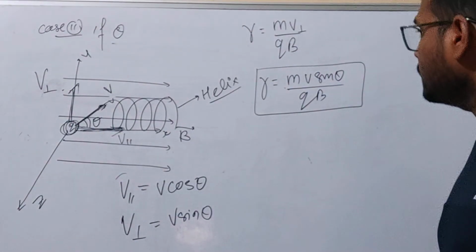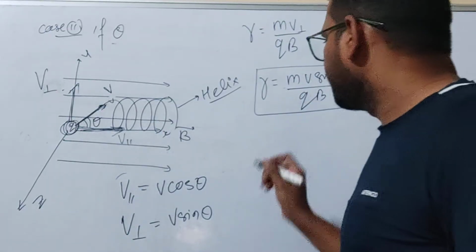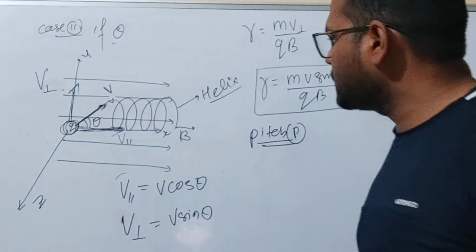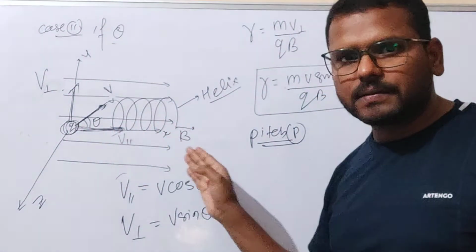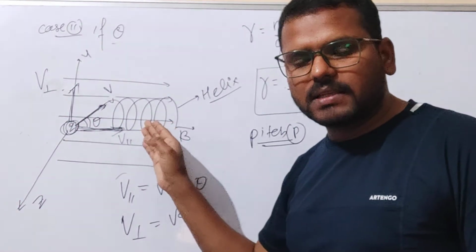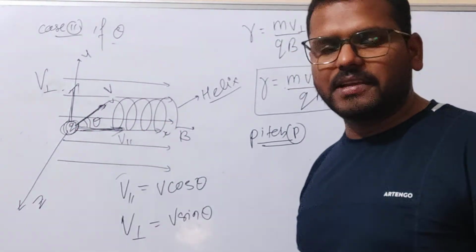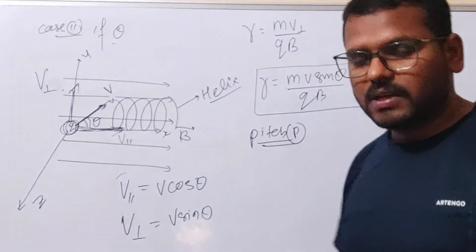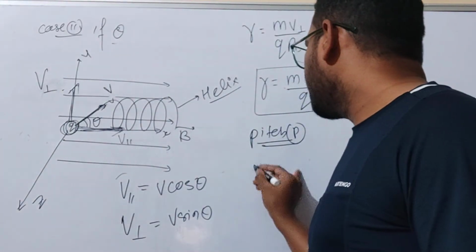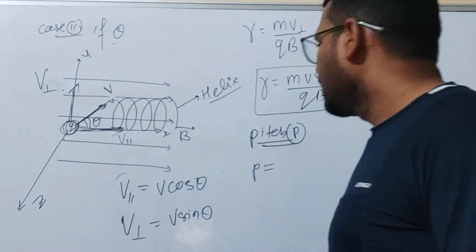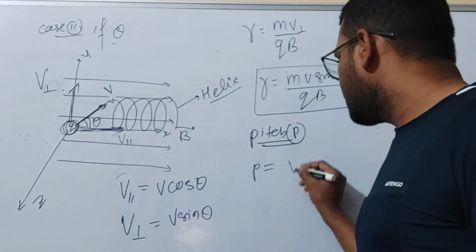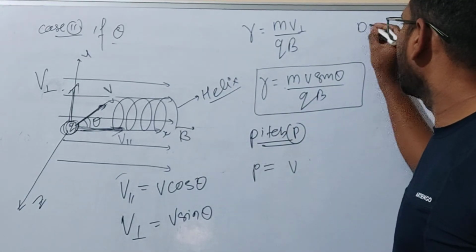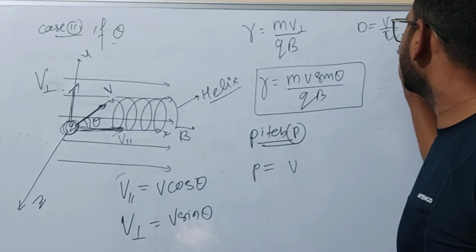Now one more important point is called pitch. What is pitch basically? Pitch means the distance covered by the charged particle along the magnetic field in one revolution. So pitch is basically a distance, and distance is equal to speed into time.